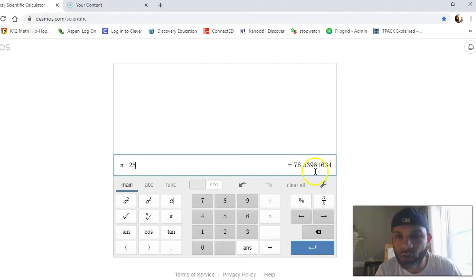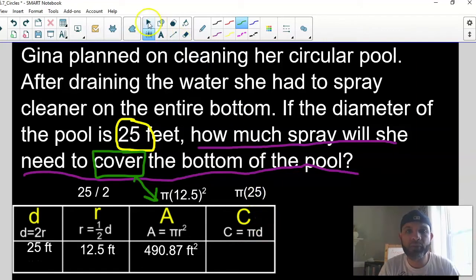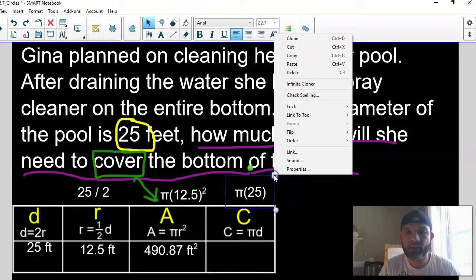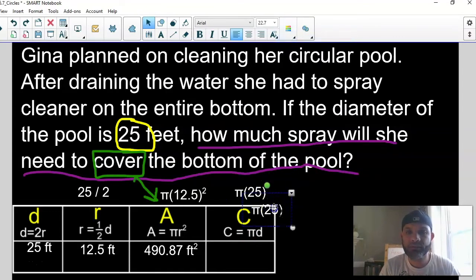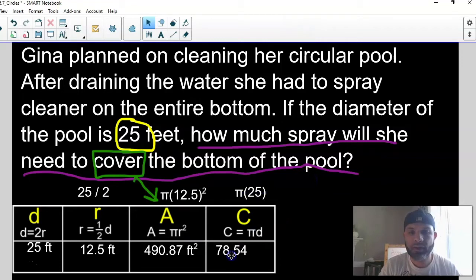78.539. So that 9 tells us to round our hundredths place. We're just rounding to the hundredths here. All right, 78.54. So 78.54 feet is the circumference of that pool. Okay, and units is very important actually. Feet. Okay, so this is what I want you working on.